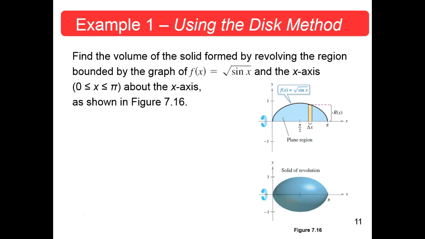Revolve that around the x-axis, which is what they say to do, and you get basically a football, or at least a rugby ball, something like that, okay? So that's what it looks like, okay? Now, how will you find the volume of that surface of revolution? Volume of revolution, yeah. How would you find that?